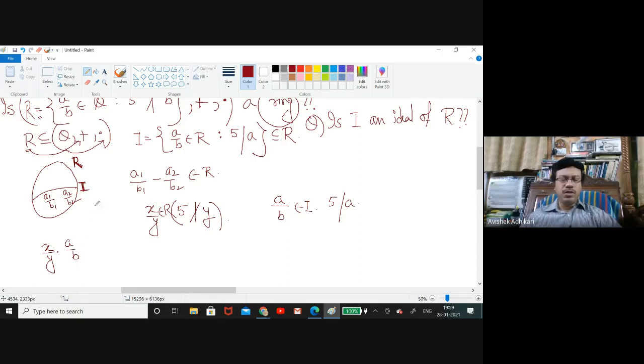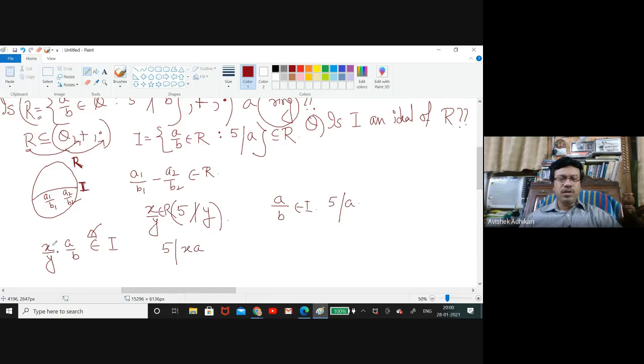So this is a commutative ring. R is a subring of Q, and Q is a commutative ring, so R has to be a commutative ring. Now what I need to check is that this product should belong to I. Now the question is, is it really happening here? To show that this belongs to I, what do I need to show? I need to show that 5 divides the numerator, so 5 divides x times a. Now check, 5 divides a, right?